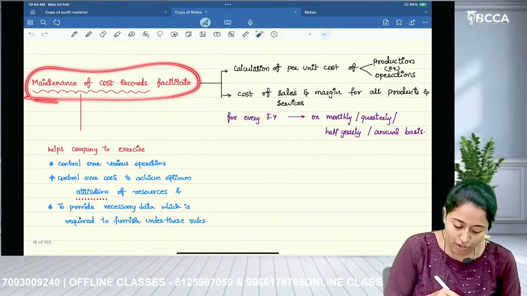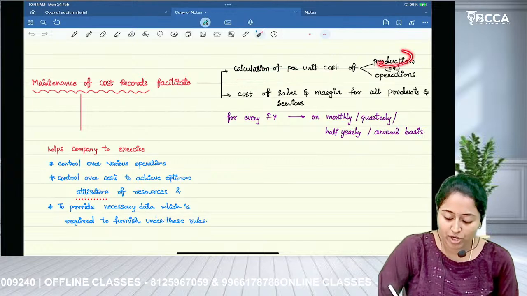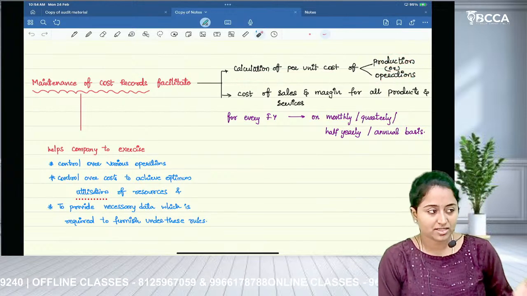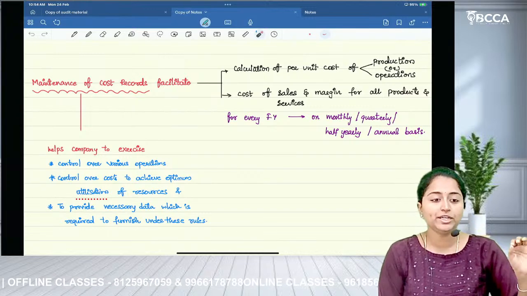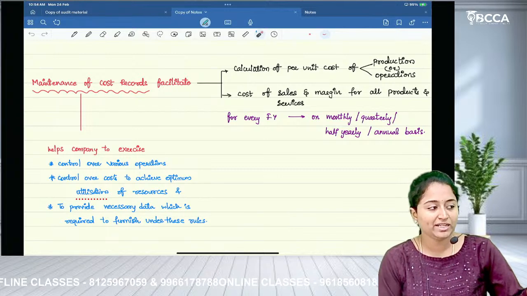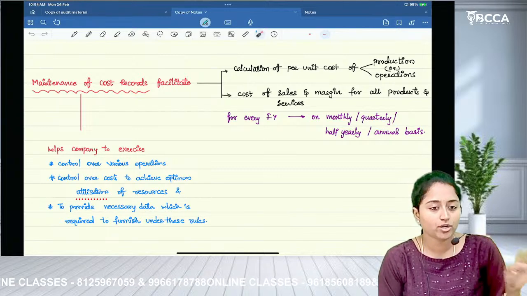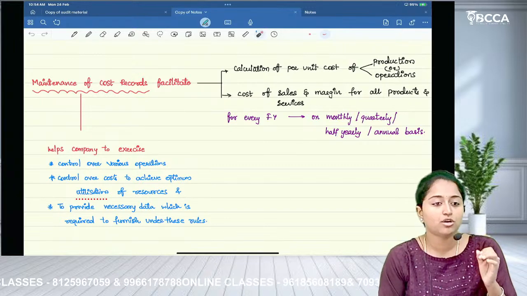Maintenance of cost records facilitates calculation of per unit cost of production or operations. Now, if we maintain cost records, what will happen? We'll be able to know per unit cost of production or operations. In the entire production, what will be the per unit cost for me? I'll be able to know it for each and every product if I keep the cost records.